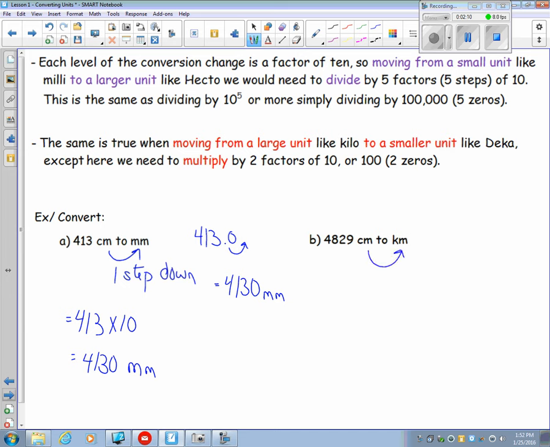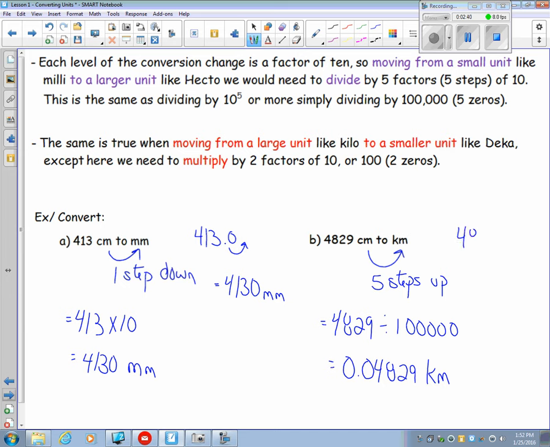Okay, so we're looking at centimeters to kilometers here. From that graphic, that would be 5 steps up, which means I need to divide my 4,829 by 1 with 5 steps, 5 sets of 10. So that would be 5 zeros. If I do that, I end up with 0.04829 kilometers. That would be the dividing way. Again, if you like the decimal way, 4829.0. I move that over 5 spots. 1, 2, 3, 4, 5. My decimal is here, which means I need a placeholder. So again, 0.04829.